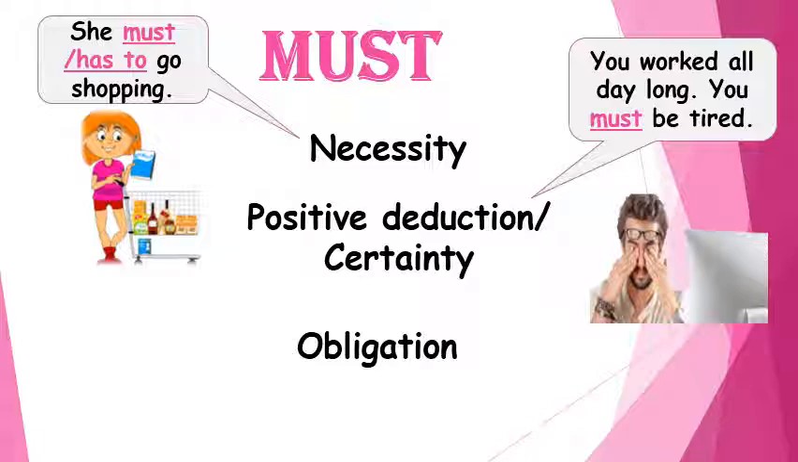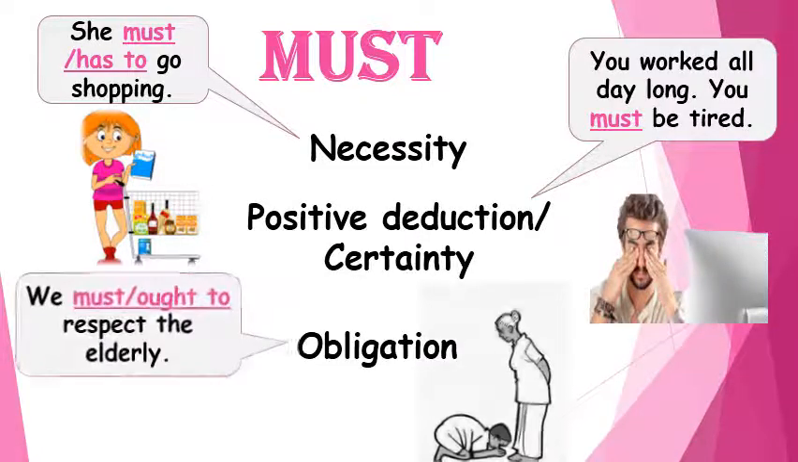Obligation. And here you can see the difference. Must may also express obligation. We must respect the elderly. It's different from the sentence we saw here. The context differs. In this context must expresses certainty, but in this context must expresses obligation. We must respect the elderly. We don't have a choice. We are obliged to. We ought to respect the elderly. Ought to, for obligation. Both of them can be used for obligation, in the present, of course.